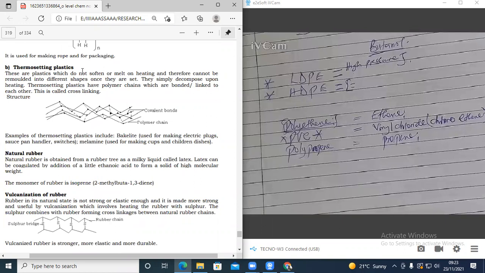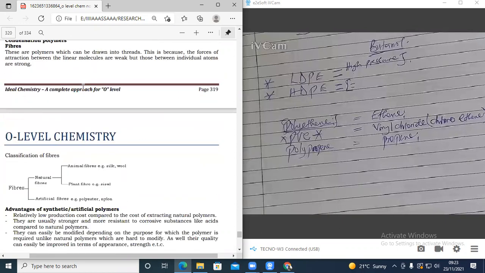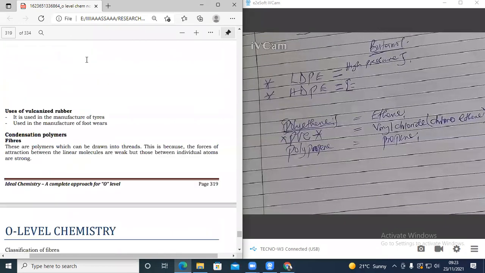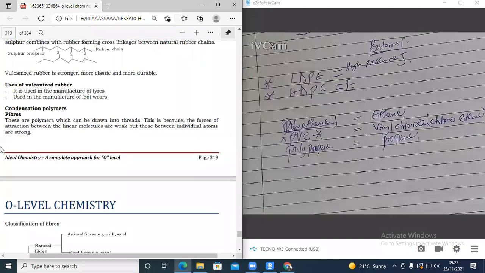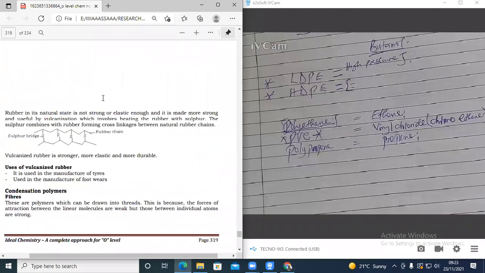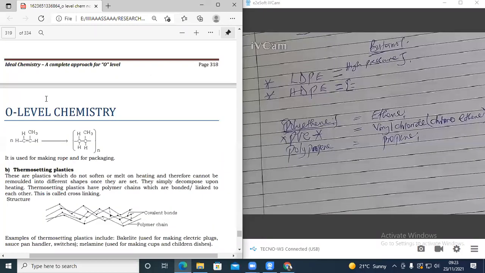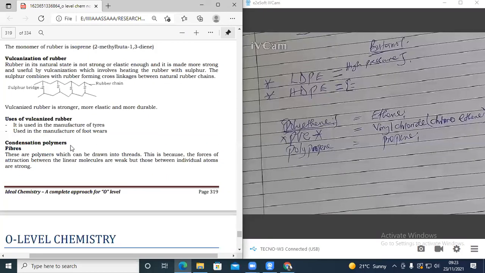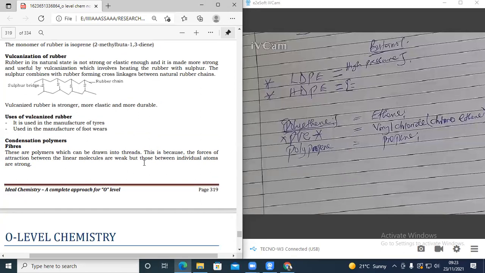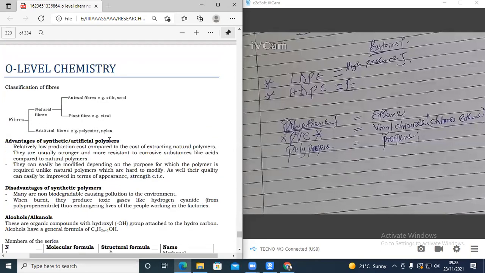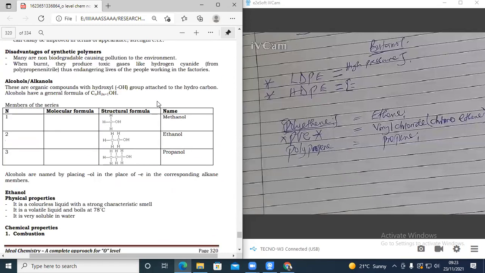Then we have thermosetting plastics. We have those types, synthetic and natural. So we have polymers that are got by addition polymerization. Then those that are got by condensation. So you should know that fiber is one example of a condensation polymer. Those are thread-like in appearance.